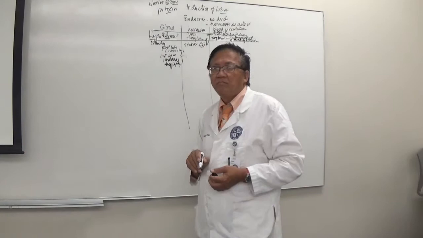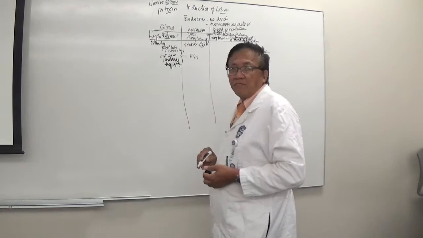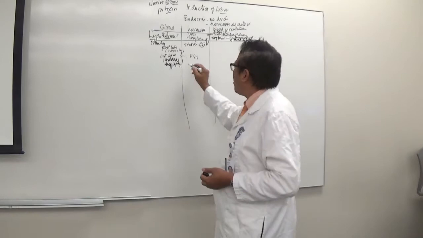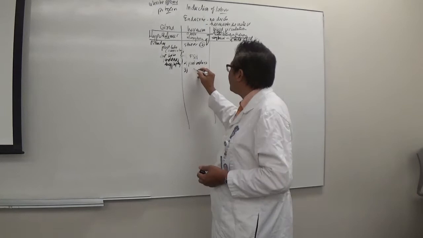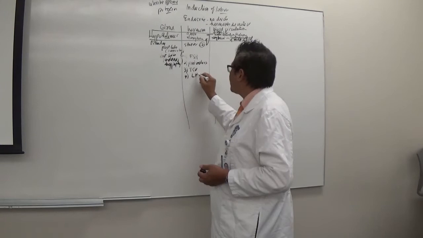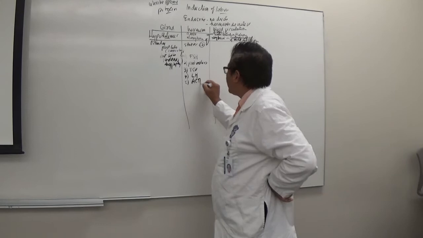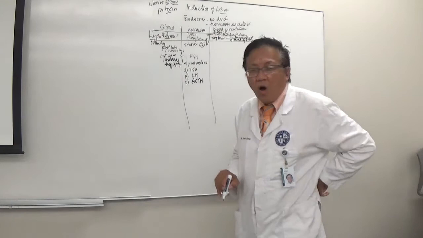FSH. Okay, FSH, yes. What does it do? ACTH. The follicle stimulating hormone. Prolactin. What else? TSH. Okay, you have FSH, prolactin, TSH. What else? LH. What else? MSH. ACTH. GH. Yes, GH, okay. Follicle stimulating hormone.